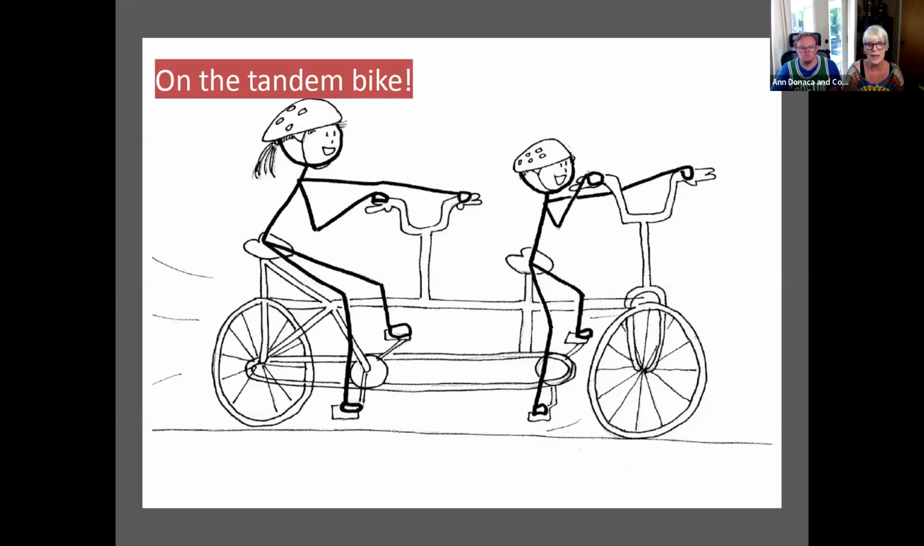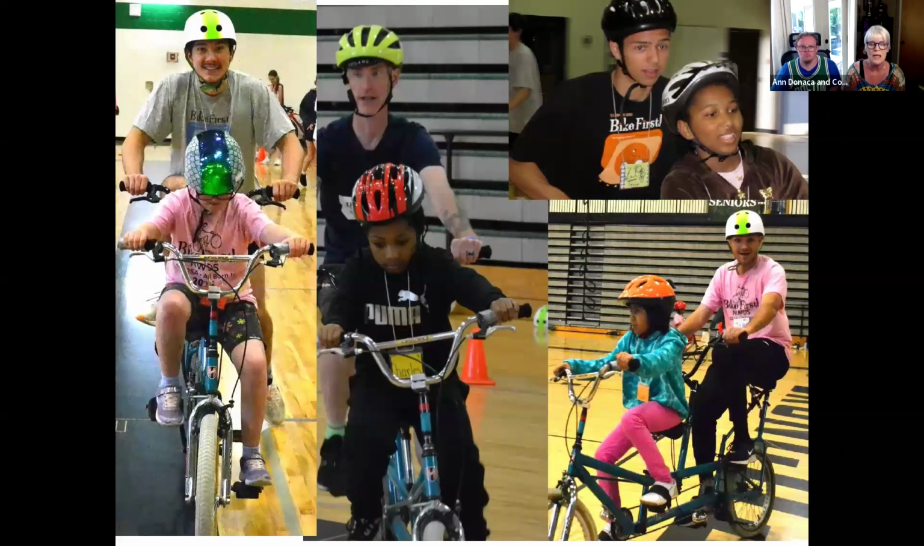So we have a tandem bike. The tandem bike is really neat. The person in front can do the steering and they pedal. They learn how to go super fast. They can be overridden by the person in the back. So if there's a safety issue, the driver in the back can steer or put on the brakes.